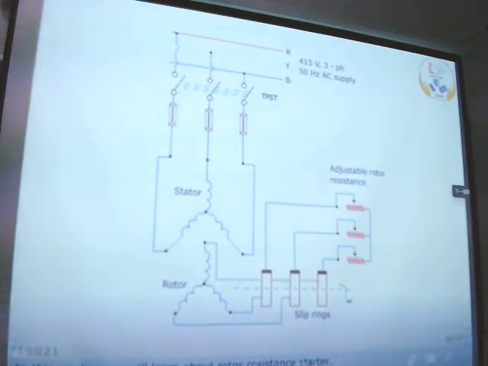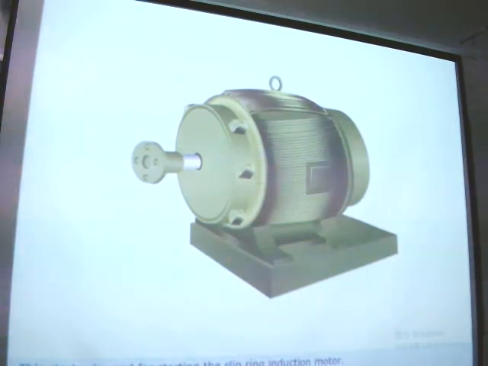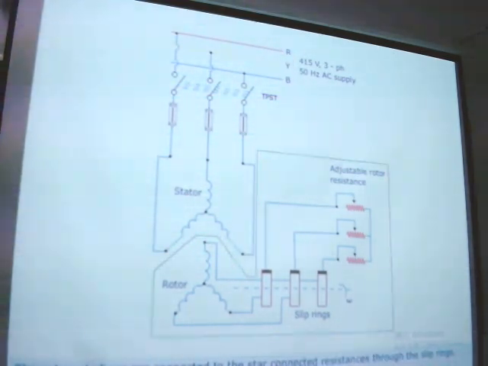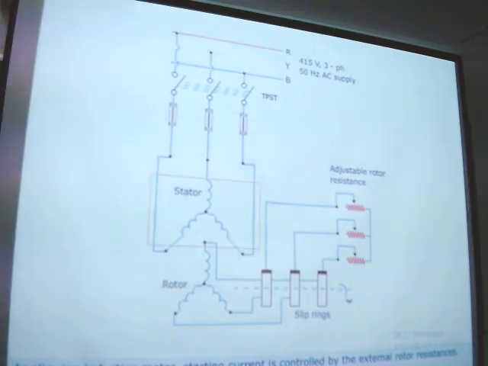In this media, you will learn about rotor resistance starter. This starter is used for starting the slip ring induction motor. Stator windings are connected across the three-phase supply voltage. The rotor windings are connected to the star-connected resistances through the slip rings. In slip ring induction motor, starting current is controlled by the external rotor resistances. Rated line voltage is applied to the stator circuit and the rotor resistance is reduced gradually to obtain the rated speed.